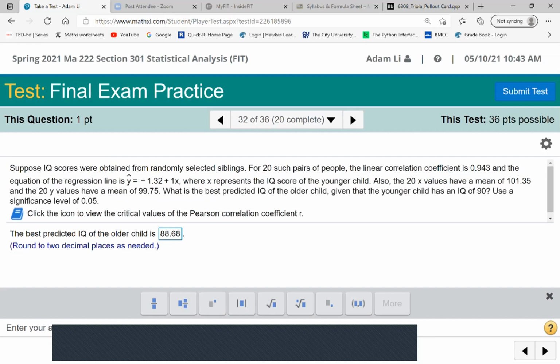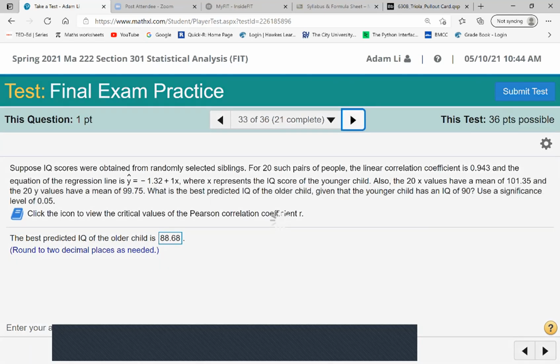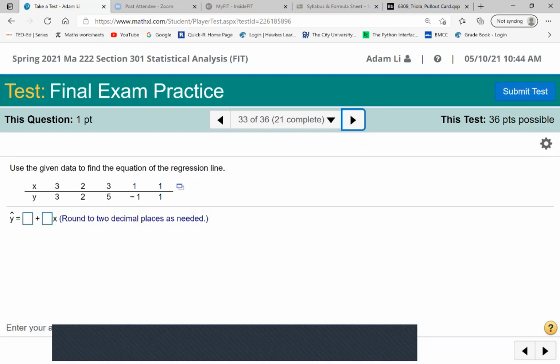And we're not using the average because this regression model is good enough. So we utilize the regression model to make the prediction about this IQ score. Okay, so 88.68. That's question 32. Now question 33. Now we need to find out B0, B1. I'm going to export it into Excel, and then we're going to come up with B0, B1 from there.